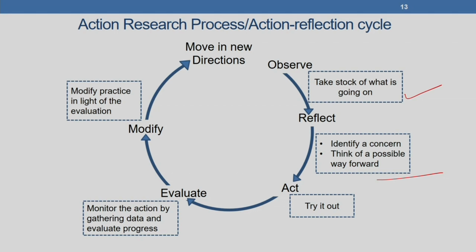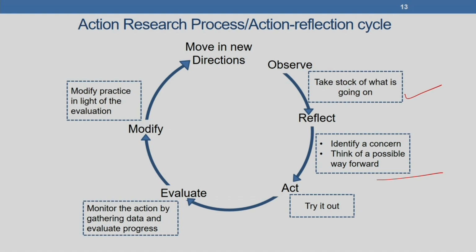Now, in your action inquiry, you would identify something of concern, you try a different way of doing things, you reflect on what was happening, and in light of your reflections, you try a new way that may or may not be more successful. So, this process of observe, reflect, act, evaluate, modify, and move in new directions is generally known as the action reflection cycle, although there is no single term that is used in the literature of action research. And because this process tends to be cyclical, it is often referred to as the action reflection cycle.